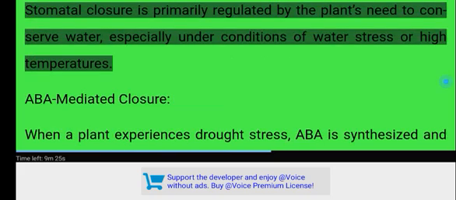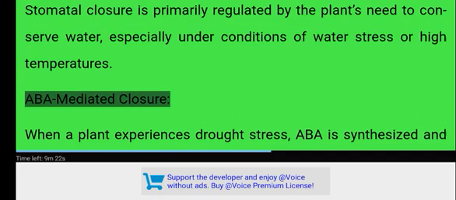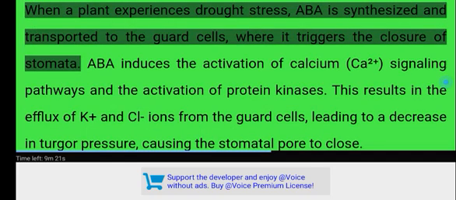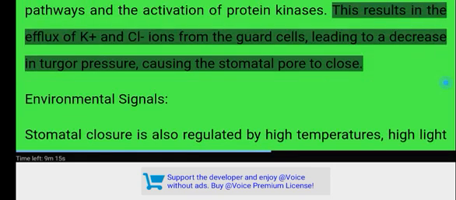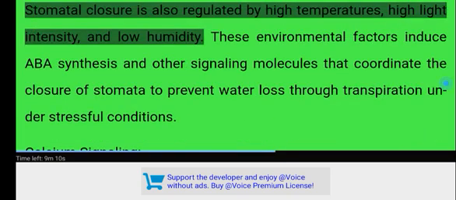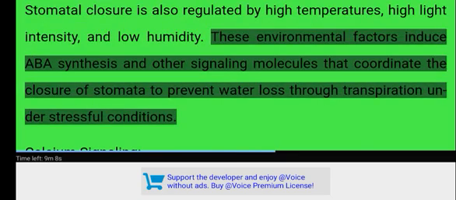Mechanism of stomatal closure. Stomatal closure is primarily regulated by the plant's need to conserve water, especially under conditions of water stress or high temperatures. ABA-mediated closure. When a plant experiences drought stress, ABA is synthesized and transported to the guard cells, where it triggers the closure of stomata. ABA induces the activation of calcium (Ca²⁺) signaling pathways and the activation of protein kinases. This results in the efflux of K+ and Cl- ions from the guard cells, leading to a decrease in turgor pressure, causing the stomatal pore to close. Environmental signals. Stomatal closure is also regulated by high temperatures, high light intensity, and low humidity. These environmental factors induce ABA synthesis and other signaling molecules that coordinate the closure of stomata to prevent water loss through transpiration under stressful conditions.